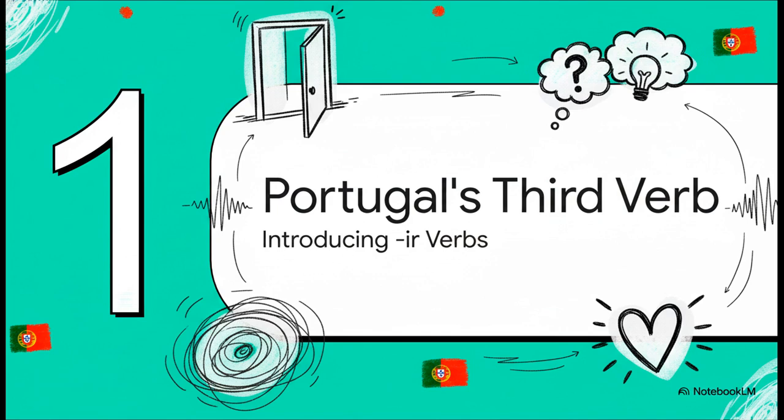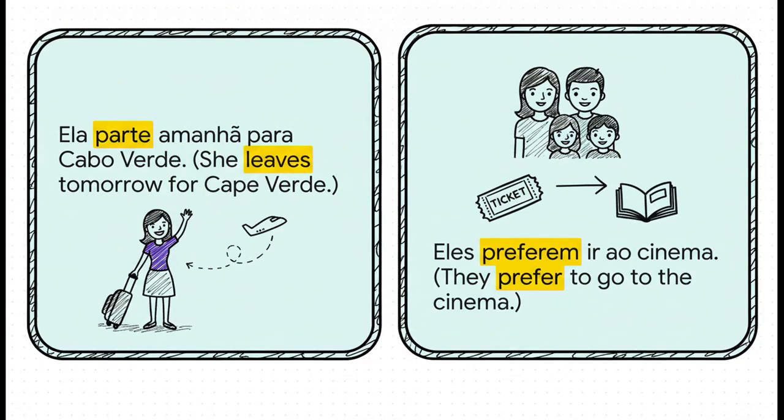Okay, so we're focusing on verbs that end in IR, and trust me, these are everywhere. They're so common and absolutely essential for just talking. You use them when you open something, when you decide to do something, or even just sharing how you feel. Let's see this in the wild.